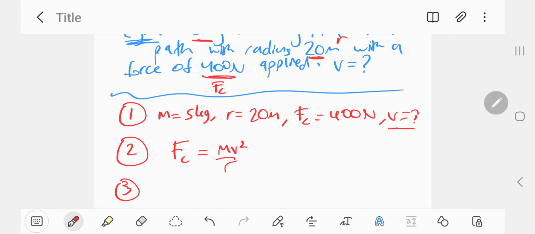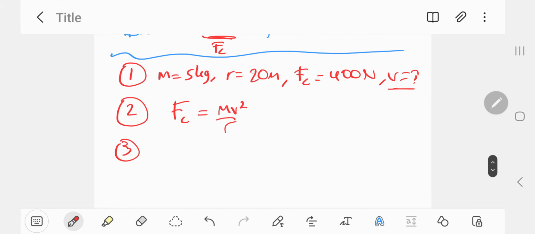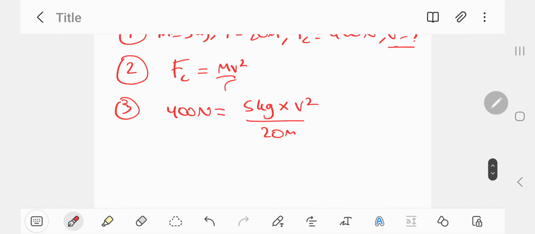Number 3, let's plug in what we know and what we don't know as well. So 400 newtons is equal to m, which is 5 kilograms, times v squared divided by r, which is 20 meters. This is now just a matter of algebra, rearranging the expression we have here. So let's take the 20 over here. So I've got 400 newtons times 20 meters.